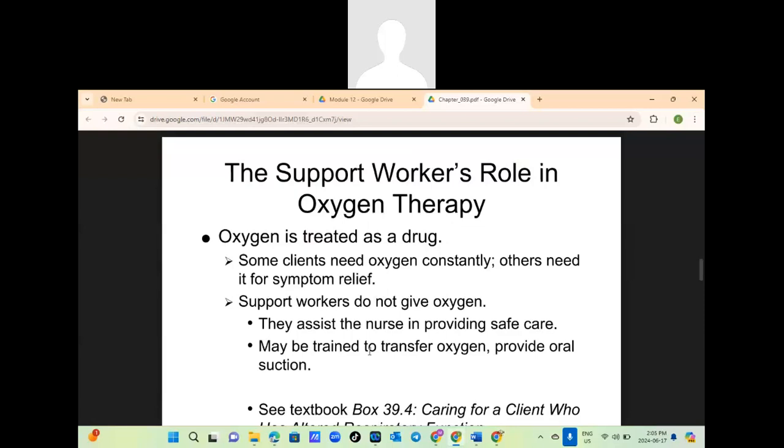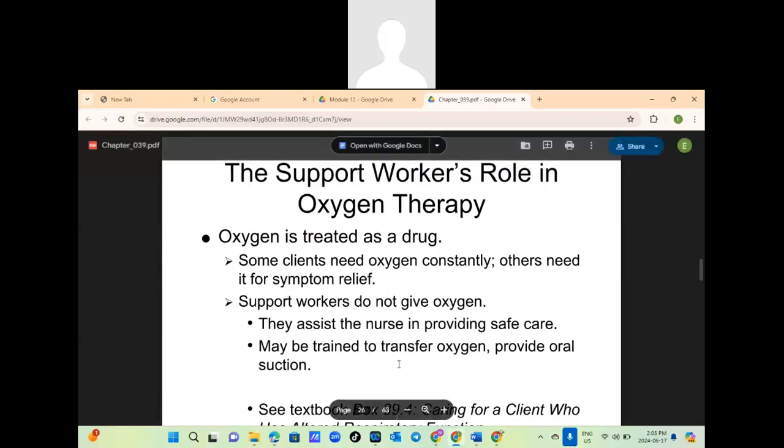So support workers do not give oxygen. Okay, so they assist the nurse in providing safe care. Also, they may be trained to transfer oxygen. Okay, also provide oral suction.